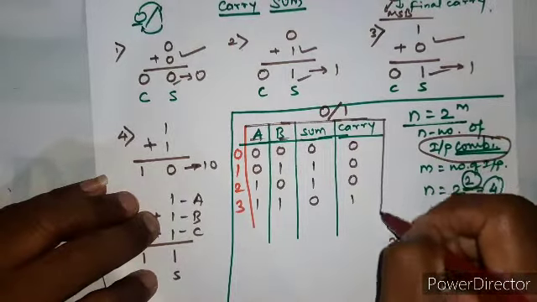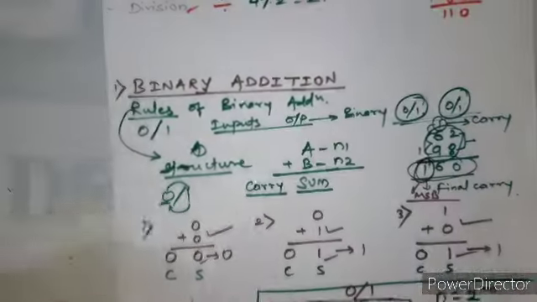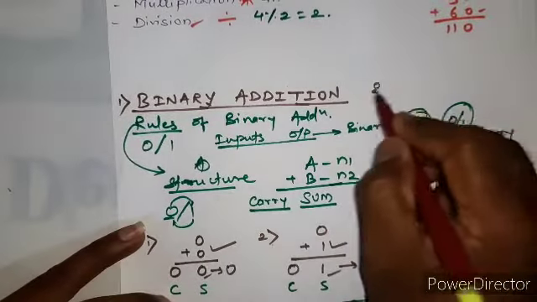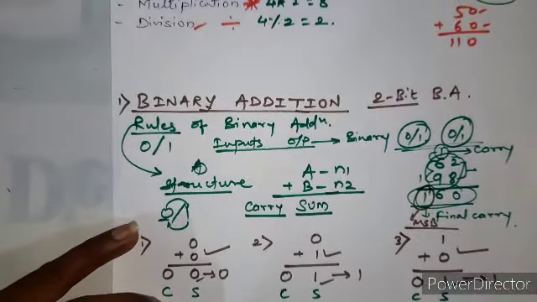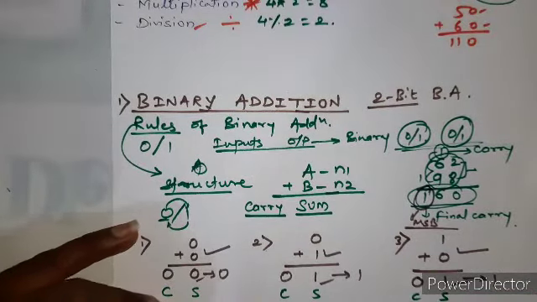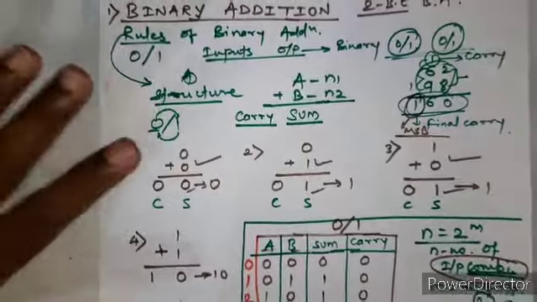Now this table is very, very important. This is for 2-bit binary addition. I hope these rules are clear for you. Nothing is out of these rules. We are just going to use these rules to do binary addition of any number, maybe a small number or maybe a big number.